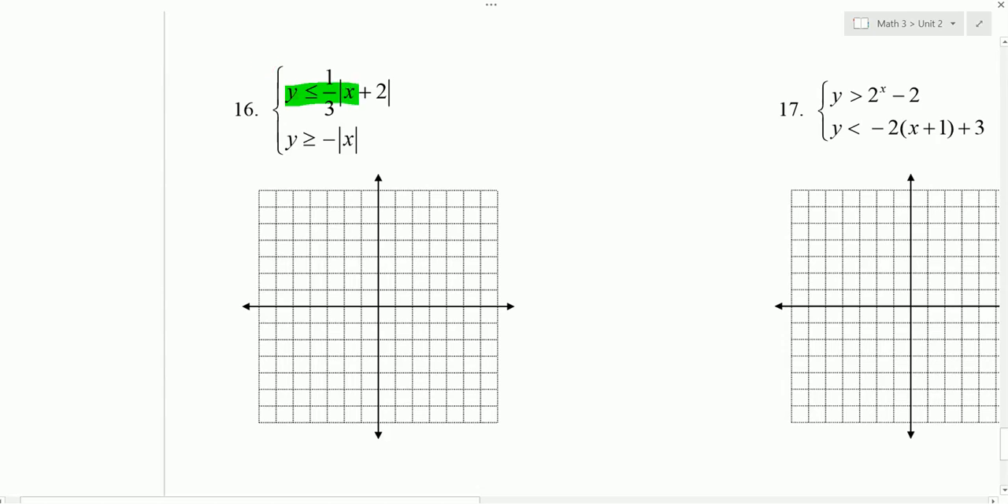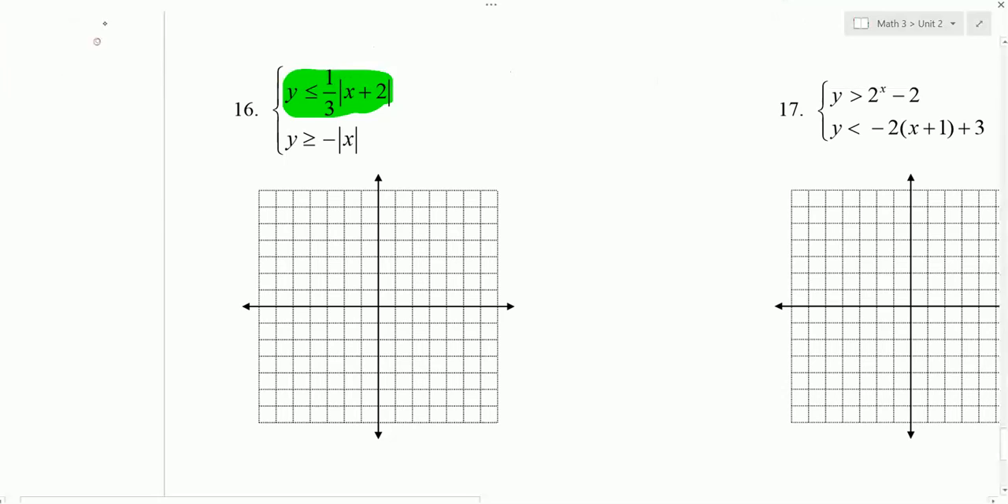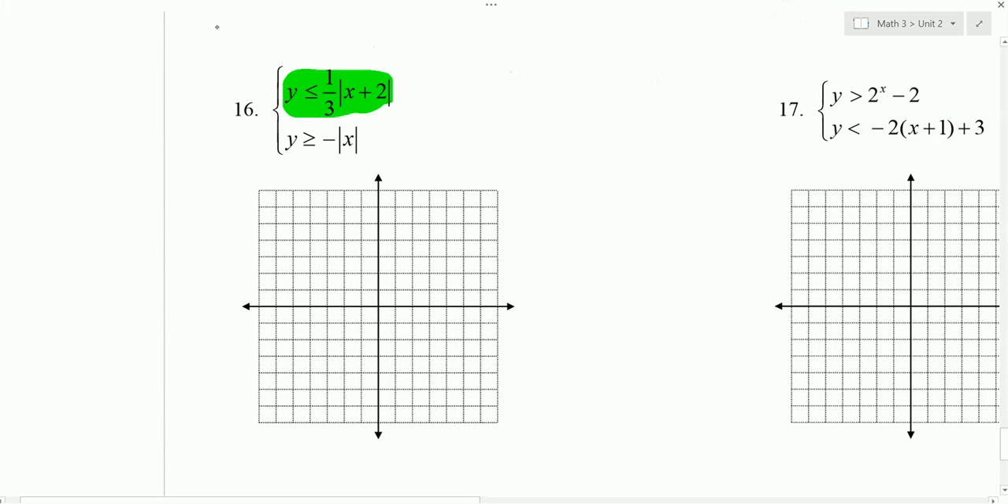Start with the top. Here it's less than or equal. So when we graph this, remember its absolute value gives us a V shape. We're going to use a solid graph here. So I'm going to graph y equals 1/3 absolute value of x plus 2.